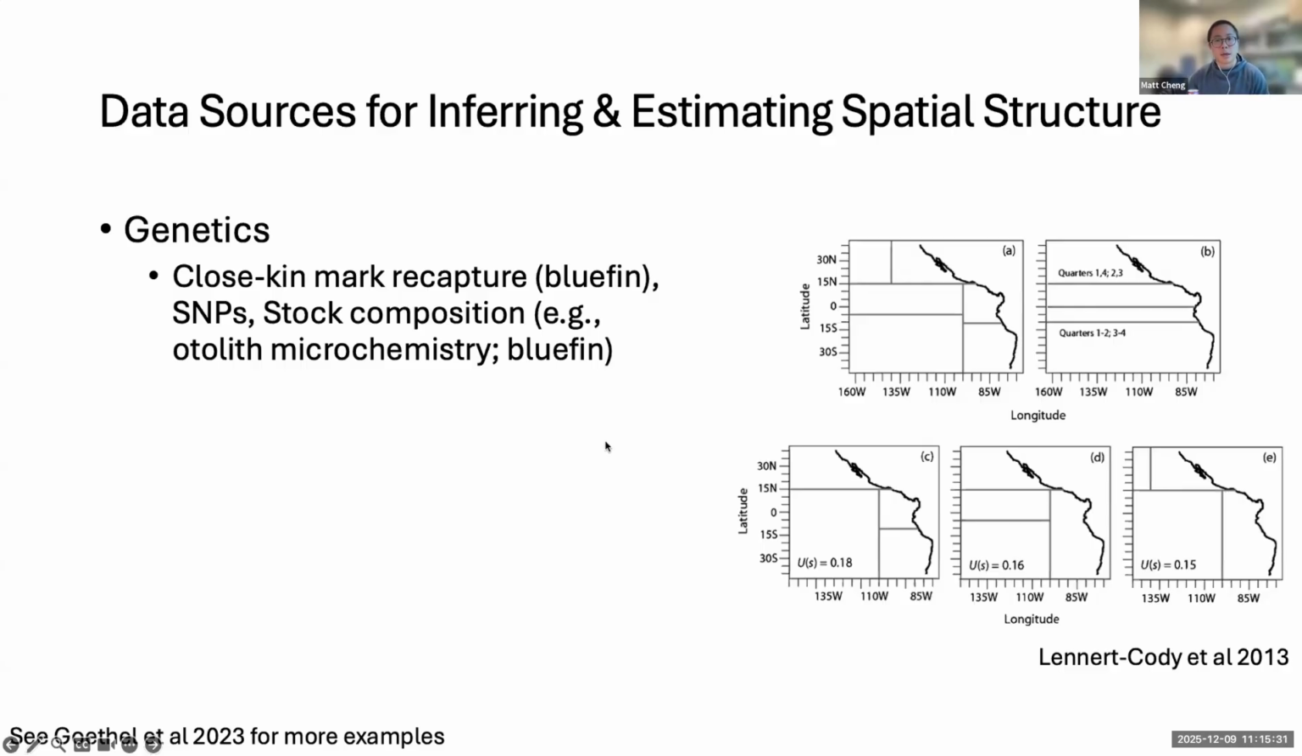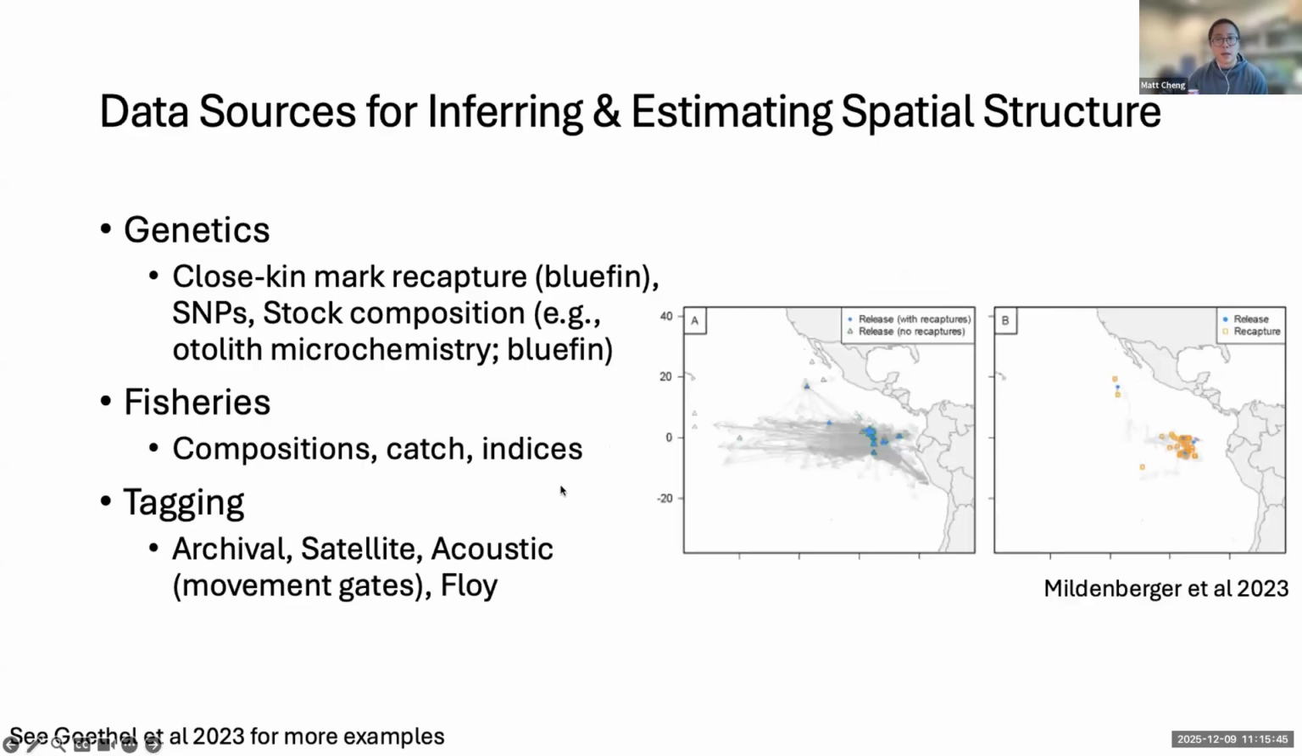And so for next gen assessments, it might be prudent to think about how we might incorporate these submodels in. In terms of fishery data sources, we have our traditional composition and catch, as well as indices, and typically comps only come in the form of length composition data. We also have tagging data, so this can come in the form of archival satellite tags, acoustic tags, or FLOI conventional tags. So it might be necessary for next gen assessments to be able to incorporate the full suite of these tagging types.